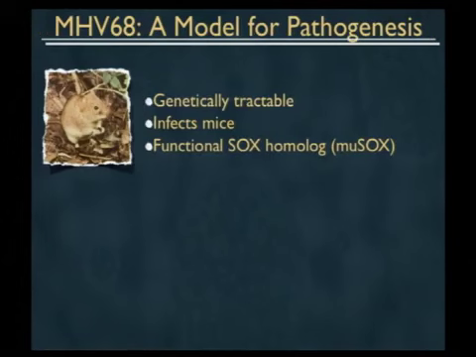And so to get at this question, instead of using the human herpes viruses, which are incredibly difficult to work with genetically, and there's no good small animal model system for them, they're very species specific, we instead use a related murine herpes virus called mouse gamma herpes virus 68, or MHV68. And so this has served as a very useful model to understand the pathogenesis of the human gamma herpes viruses. It's very genetically tractable, it infects mice, and we've shown that it has a functional homologue of the SOX protein, which we call mu-SOX for murine SOX.